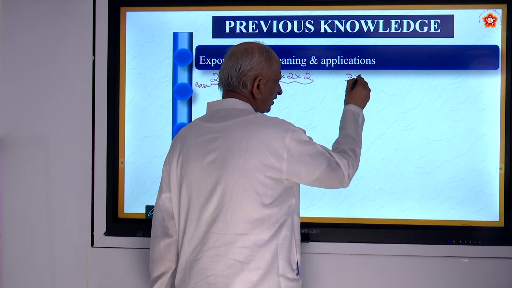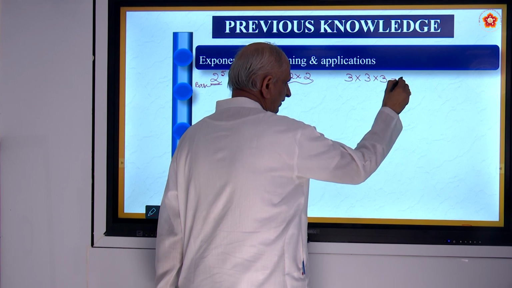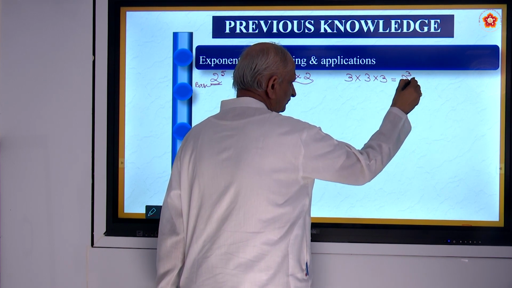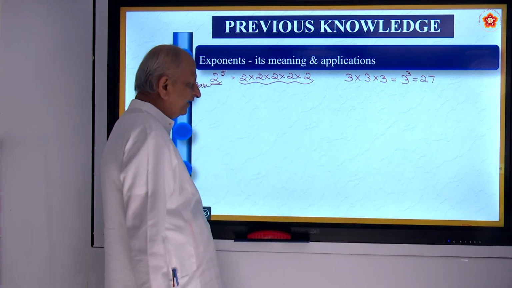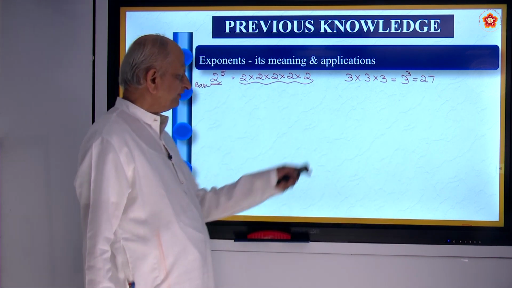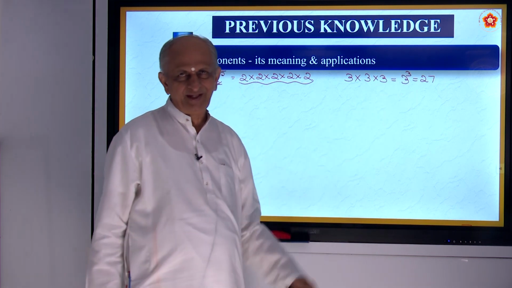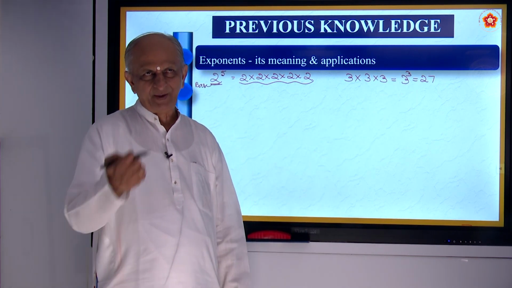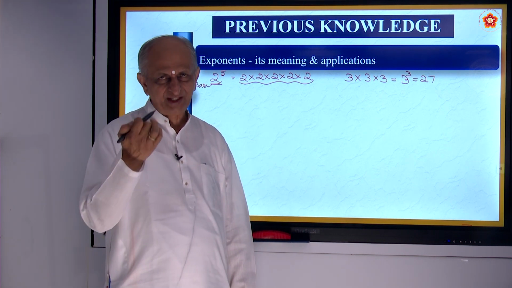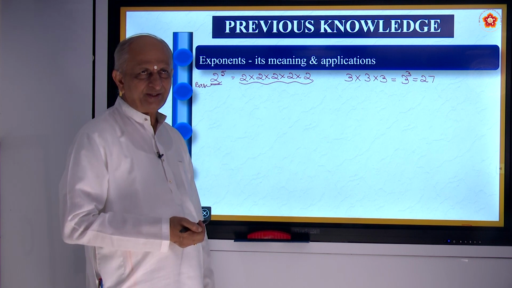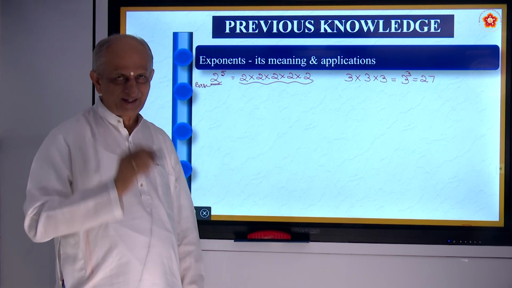Come on, can you give one more example? Yes, 3 into 3 into 3, correct? It will be 3 cube. What is 3 cube? 27. So instead of writing 3 three times, we write it as 3 to the power of 3. If the power is 2, we call it square. Power 3 is cube. Then you write to the power of 4, to the power of 5, to the power of n, like that.